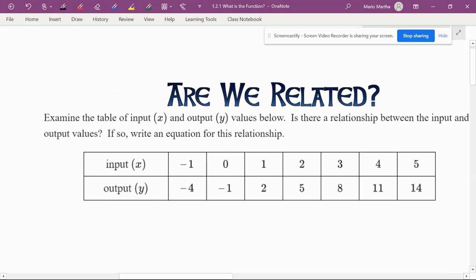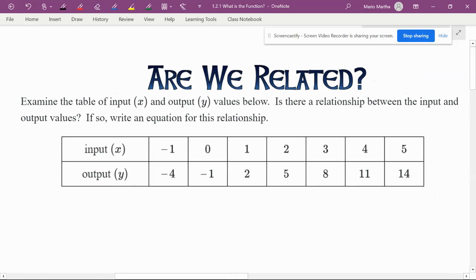So let's first start off by talking about the relationship that we can establish when we're looking at a table. Examine the table of input X and output Y values below. Is there a relationship between the input and output values? If so, write an equation for this relationship.